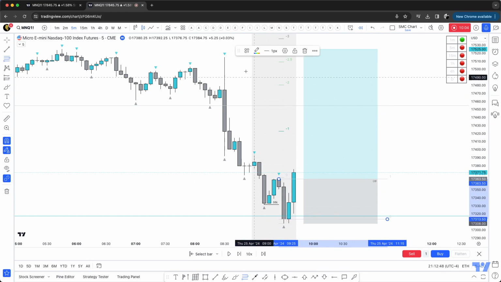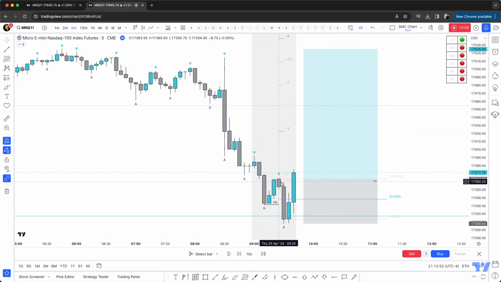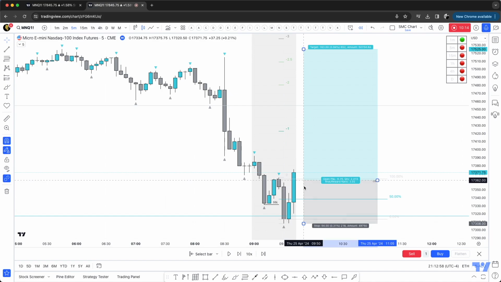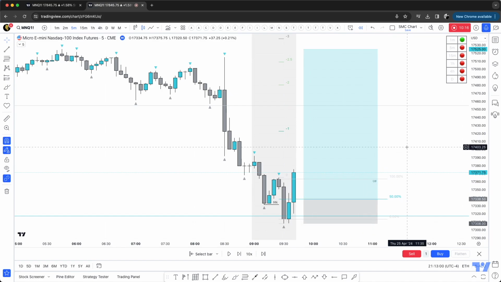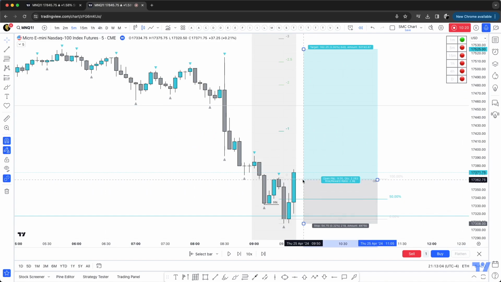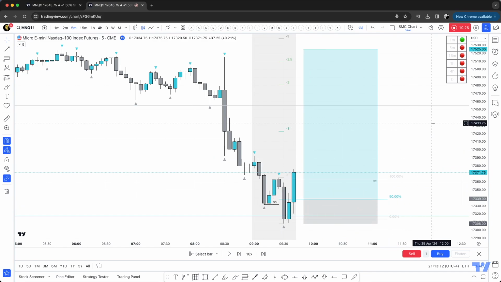So measure from the body of the candle, the top to the bottom of this candle, the body, not the wick, but the body. 50% of that would be right here. Let's see if we actually get tapped in. We were looking at a 1 to 2.9, almost a 1 to 3, right? But right now, this is a 1 to 6 risk to reward.